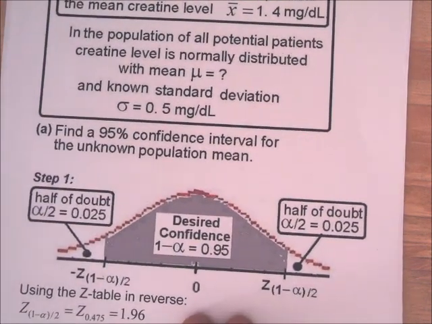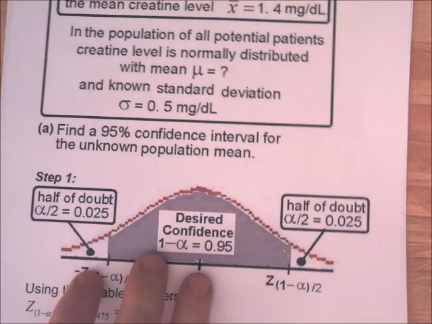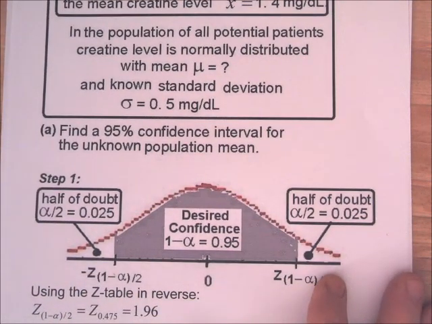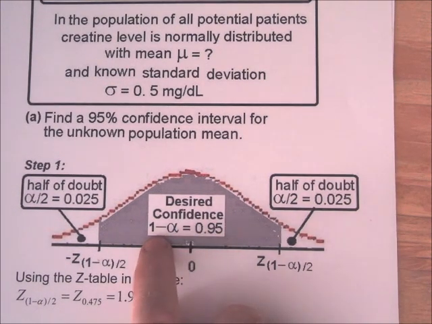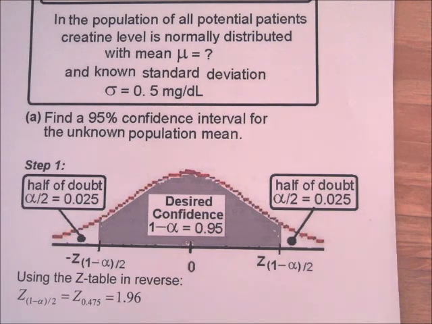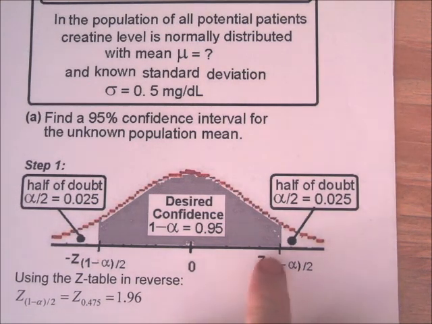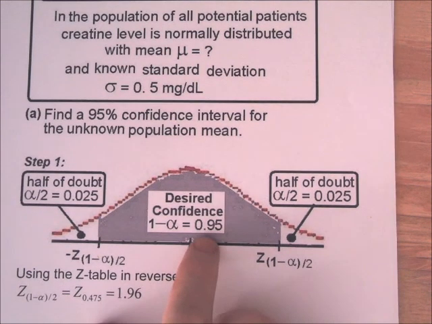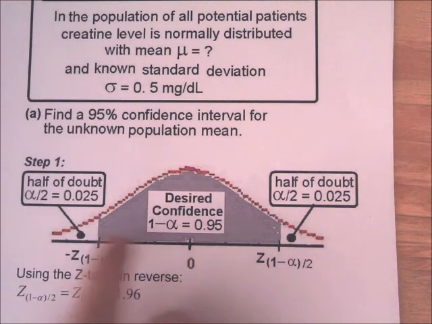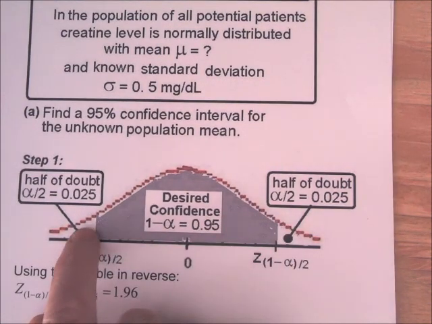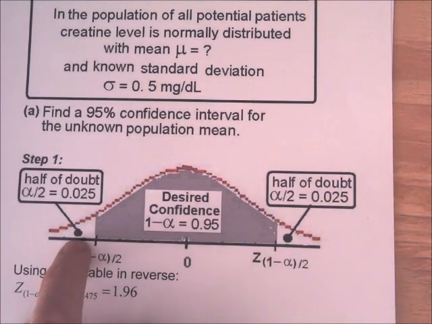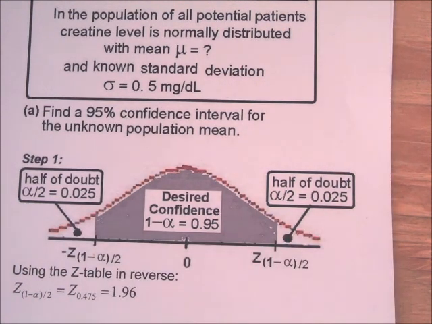Okay, so anyway, part A, we want to find a 95% confidence interval for the unknown population mean. Our desired confidence is going to be 1 minus alpha. That's 0.95 or 95%. And alpha itself will be our level of doubt. 1 minus 0.95 is 0.05 or 5% doubt. This is for a two-sided confidence interval, so we want to put half the doubt at each extreme. So we'll have alpha over 2 is 0.025 on each extreme here.